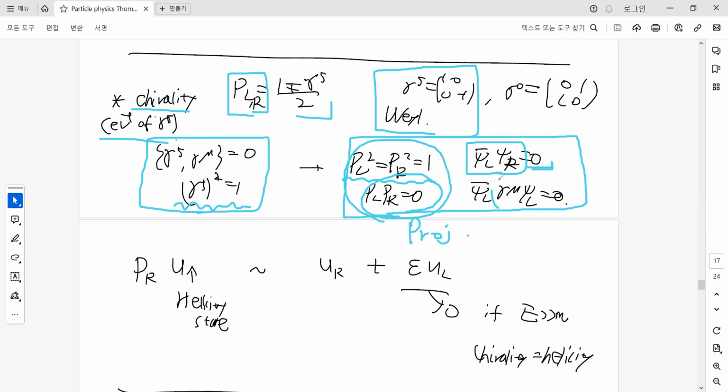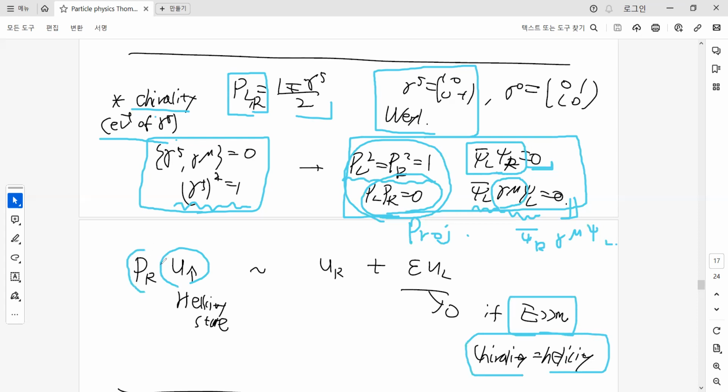If there is a gamma mu as a current form, then psi_L-bar gamma mu psi_L is nonzero while psi_L-bar psi_R becomes 0. So in the Lagrangian, psi_R-bar gamma mu psi_R and similar terms will be allowed. The helicity states and chiral states are different, but in the relativistic limit, helicity and chirality become the same. If we act with the projection operator on the helicity state, there will be right-handed chirality and left-handed chirality states, but the left-handed chirality state will disappear in the relativistic limit.